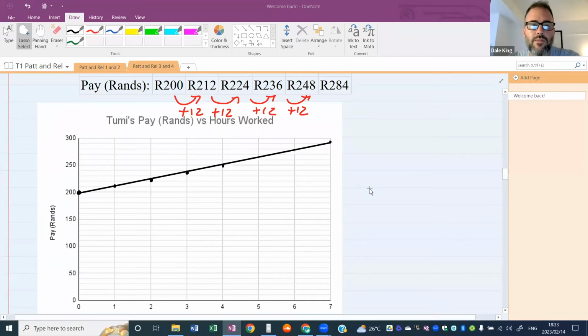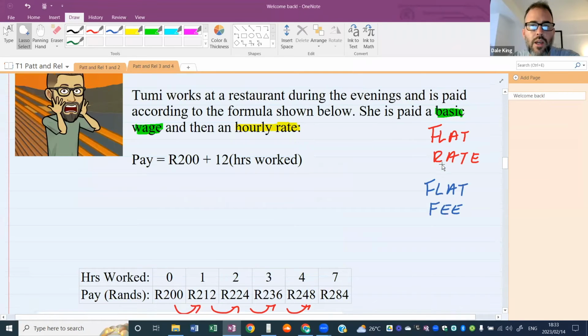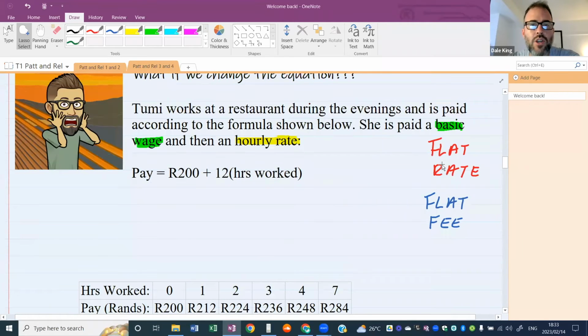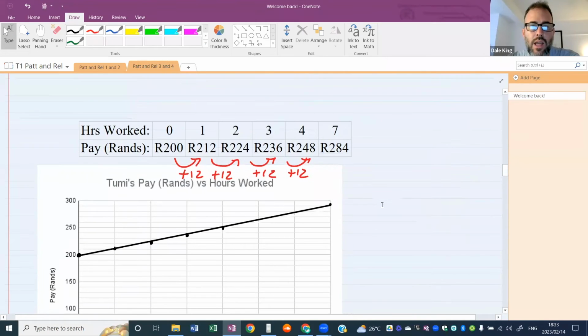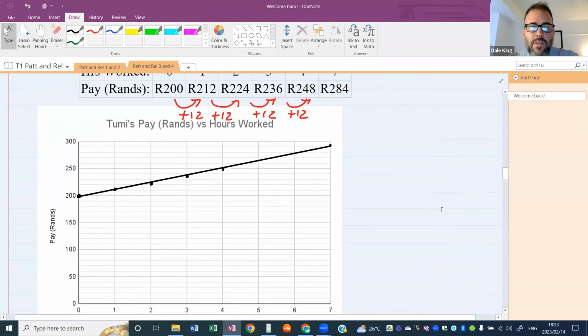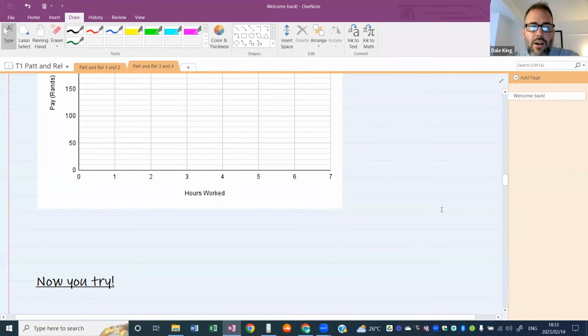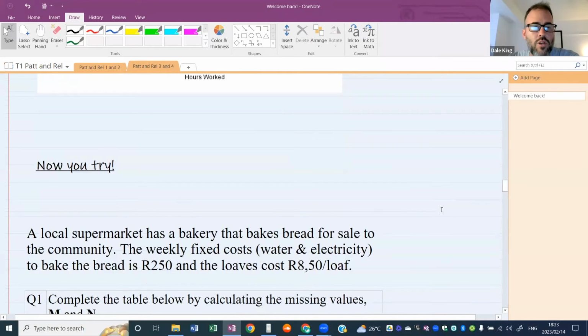Let's move on then. Okay, so I want to recap quickly before I give you this example. We had a basic wage and a rate in our formula, and we still have this constant increase in our graph, but we have the constant increase starting from 200 because that is the basic wage that needs to be added into the formula. Okay. Now, it's your time to shine.